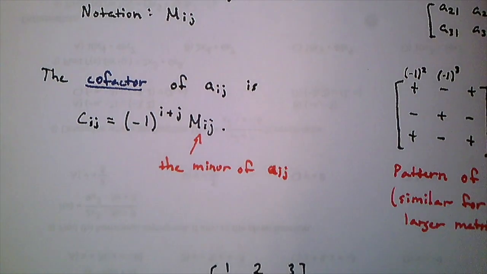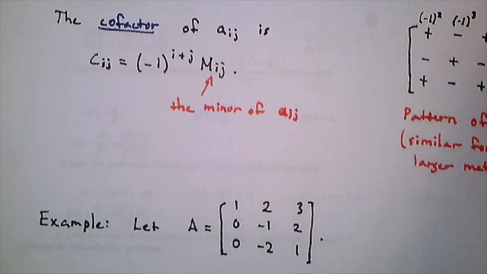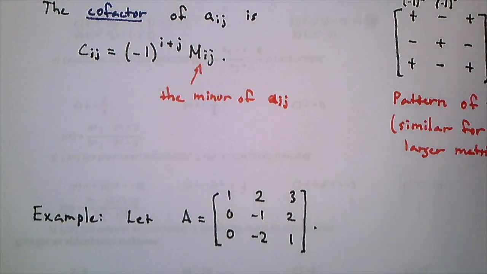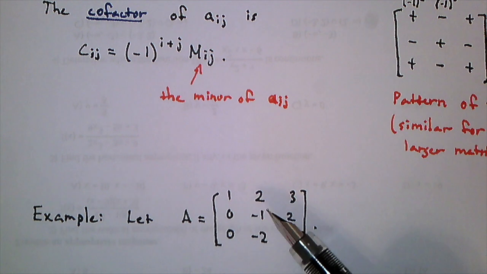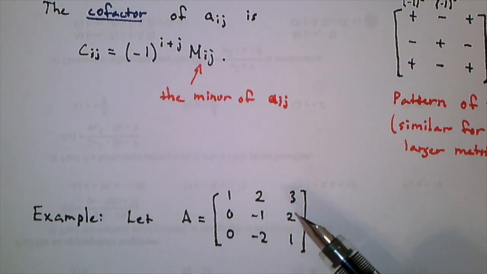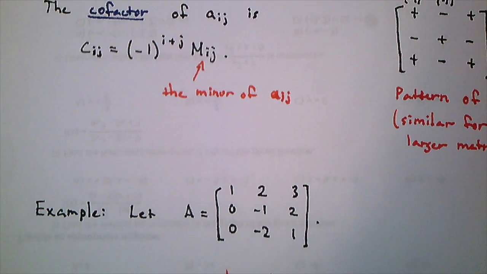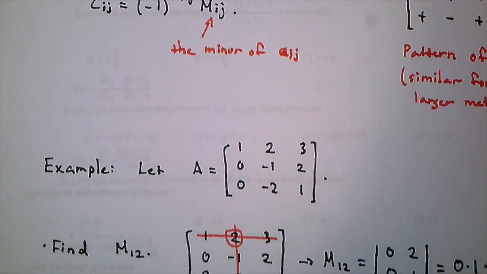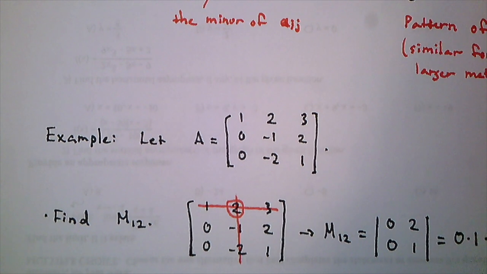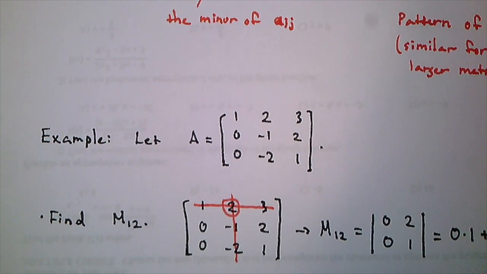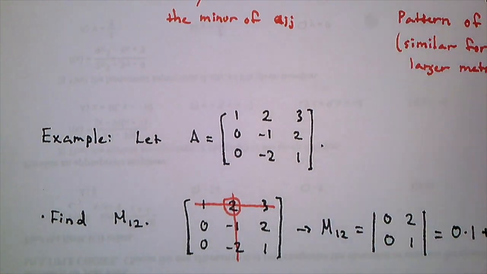Let's do an example of a minor and a cofactor for this matrix A. So this one is a 3 by 3. We're looking at bigger matrices than the last video. We have 1, 0, 0, 2, -1, -2, and 3, 2, 1 on the columns. And what we're going to do is find the minor corresponding to the 1, 2 element. We want to find M12.